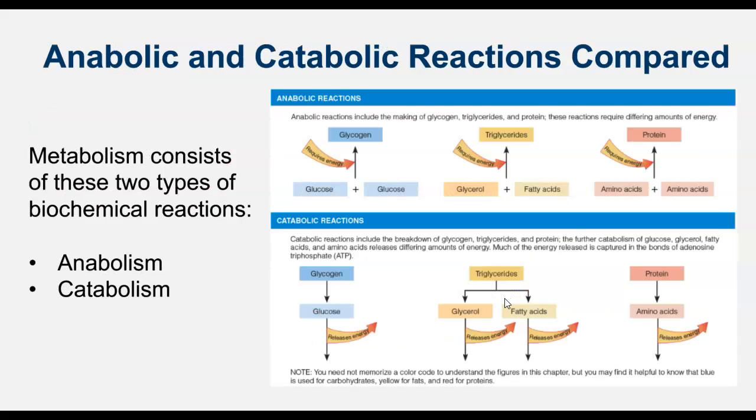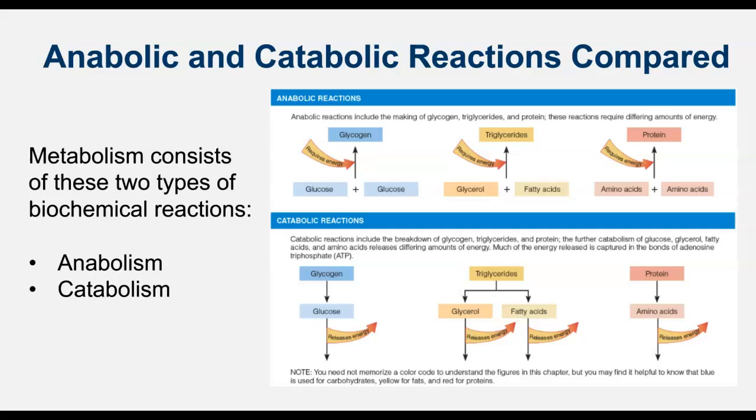So we have anabolic and catabolic reactions. So anabolism is when you're building up molecules, you're building things. So you're already aware that glucose plus glucose, when we add them together, it can make glycogen, and these reactions, the anabolic reactions, all require energy. Glycerol and fatty acids can make triglycerides, and different amino acids, when put together, the body makes proteins.